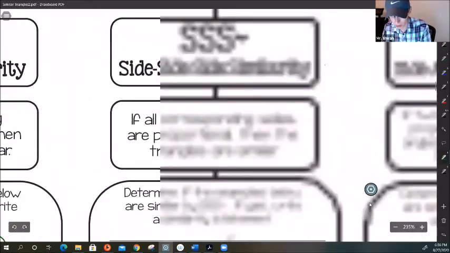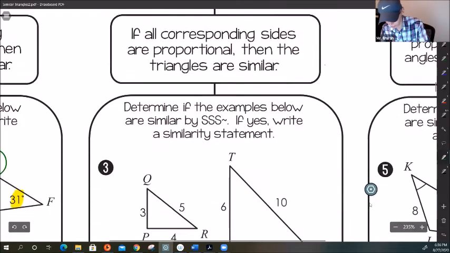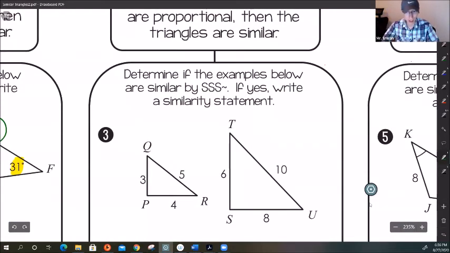And the second one is side, side, side. I know that the sides do not have equal lengths here, but they are supposed to be proportional. If all corresponding sides are proportional, then the triangles are similar. If two pairs are proportional, but the last pair is not proportional, then they are not. All three corresponding side ratios have to be equal to each other. Determine if the examples below are similar by side-side-side similarity. If yes, write the similarity statement.